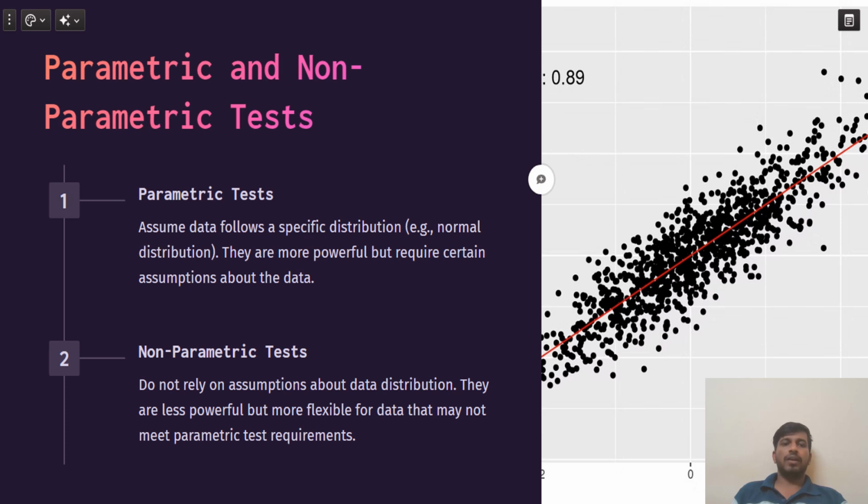Parametric and non-parametric tests. Parametric tests assume the data follows a specific distribution, for example, normal distribution. They are more powerful but require certain assumptions about the data. Non-parametric tests don't rely on assumptions about the data distribution. They are less powerful but more flexible for data that may not meet parametric test requirements.